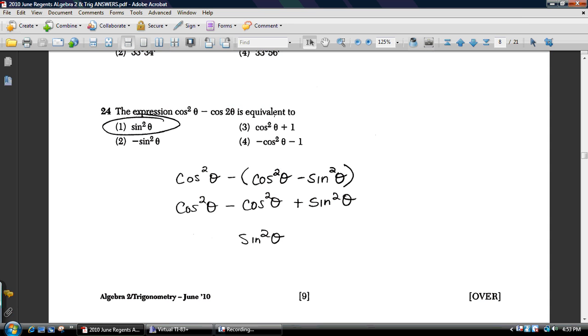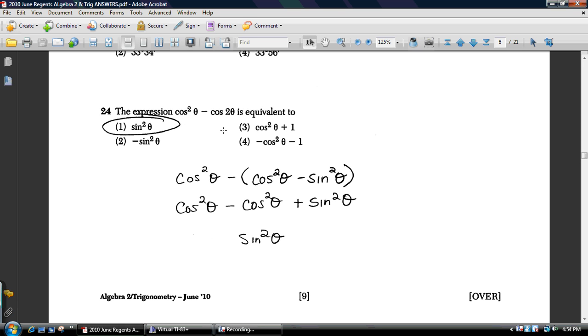The expression this thing is equivalent to, so the 2 over here, anytime you see the 2's placement right here, this is an identity, and these are found on your reference sheet. That's at the beginning of your green book, or if you are using a printout of the Regents exam itself, it would be at the end of the Regents exam. Look at the reference sheet.